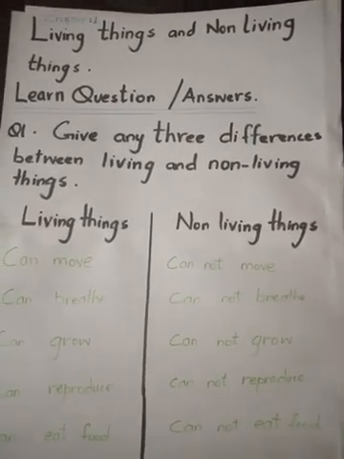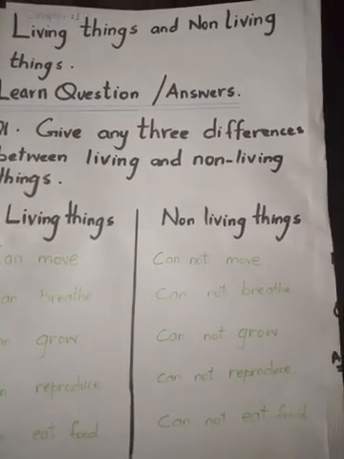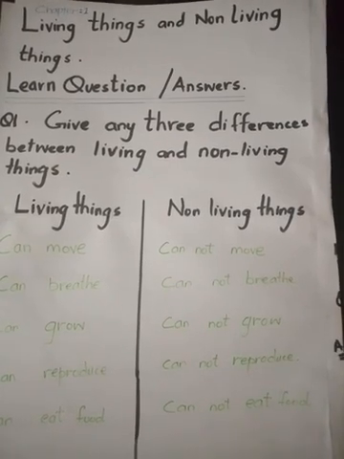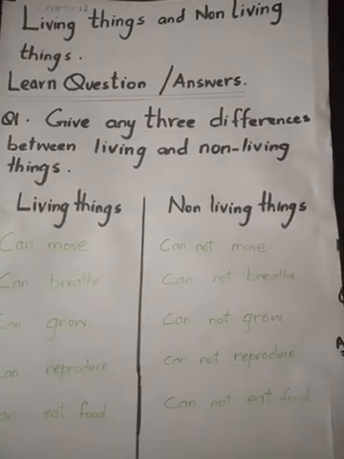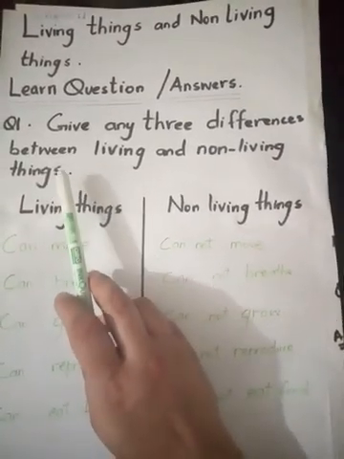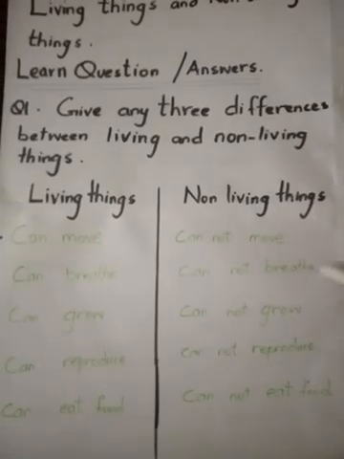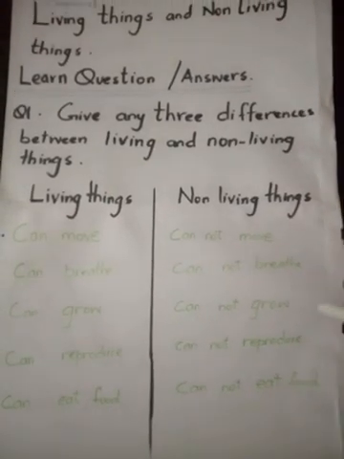Dear students, today we are going to learn the question answers of chapter number 1, that is living things and non-living things of your science book. Here we have the question number 1. We have 4 questions to learn. Do the practice at home, the spellings written here, learn these spellings too.